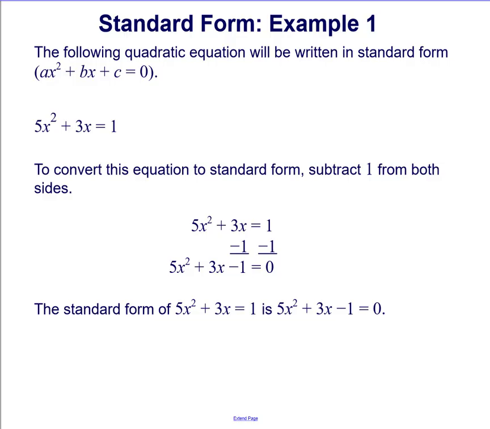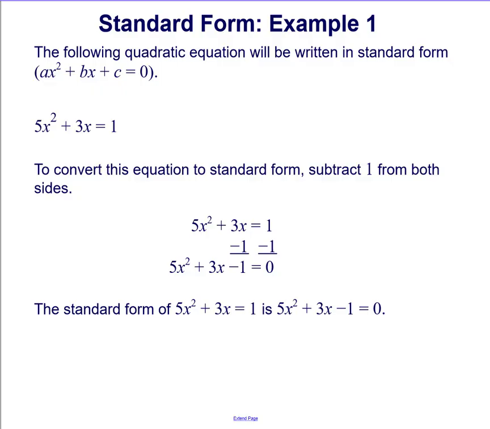Standard form, example number 1. The following quadratic equation will be written in standard form. And standard form is ax squared plus bx plus c is equal to 0. Our example looks like this: 5x squared plus 3x is equal to 1. So we replace the variable a with 5, the variable b with 3, and you'll notice that this is equal to 1 instead of equal to 0. In standard form, the quadratic equation has to equal 0.